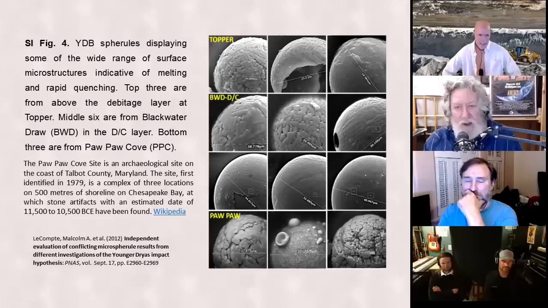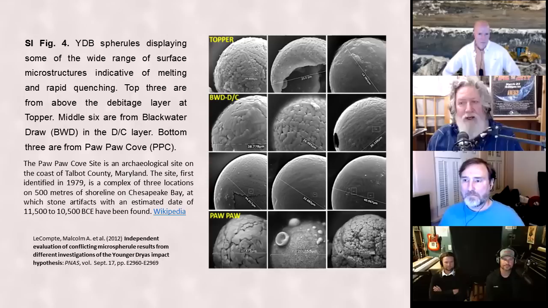So I think we'll look at one more thing here before we wrap up. So here we have some micro photographs from the Topper site, the Blackwater Draw site, and the Pawpaw site, which I believe is in Maryland. Okay, so let's take a look so that folks can see what some of these microspherules look like. Okay, so let's go to our screen share here. Just take it kind of slow, Randall. Don't jump around too fast because it has a bit of a lag tonight. We're not going to jump around too much. We're just going to look at this.